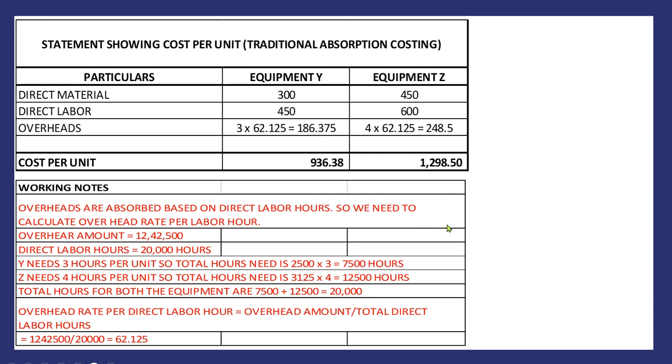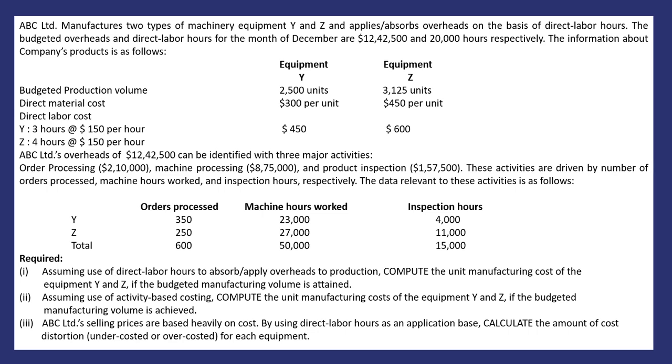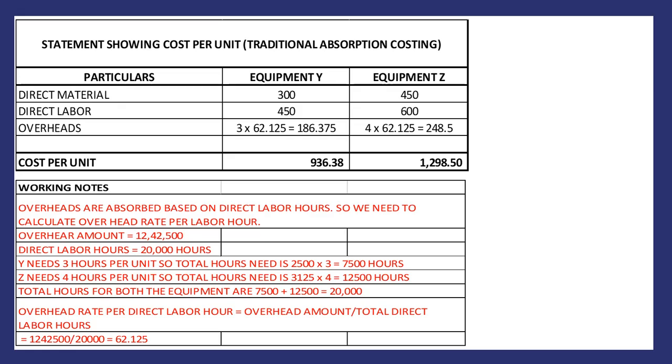So overheads are absorbed based on direct labor hours, so we need to calculate the overhead rate per labor hour. As I told you before, in the absorption costing method, overheads are allocated either based on direct labor hours or based on machine hours. In this question, they mentioned labor hours clearly. What is the overhead amount? The overhead amount given is 1,242,500. And what about the number of direct labor hours? Labor hours given is 20,000 hours.